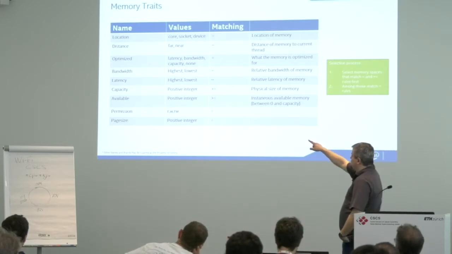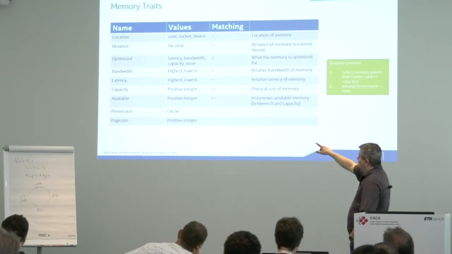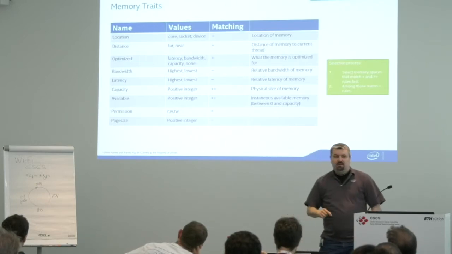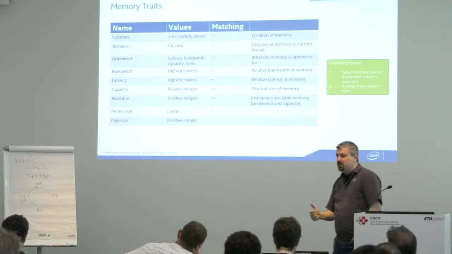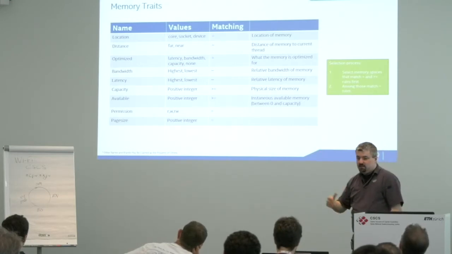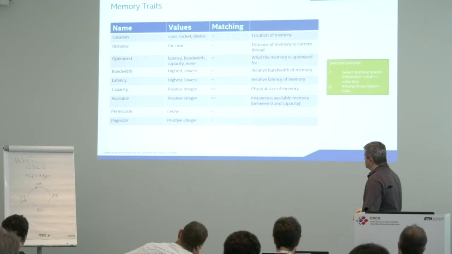Okay, then you can ask for latency, like highest and lowest. You can ask for capacity, for available memory, for the permissions that you have on the memory. So you can also ask for read-only memory if you want it. And then the page size, right? So that you could also do performance optimizations.